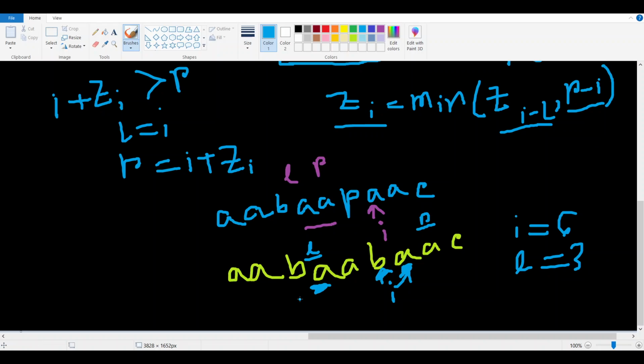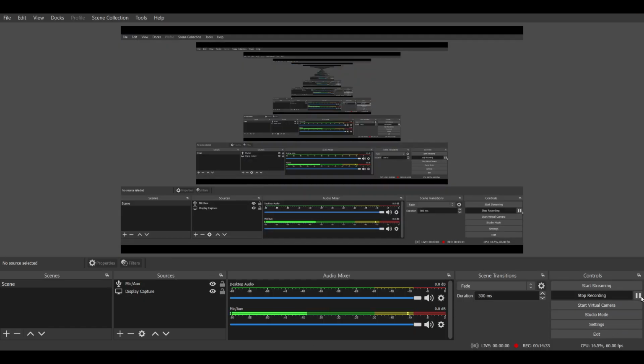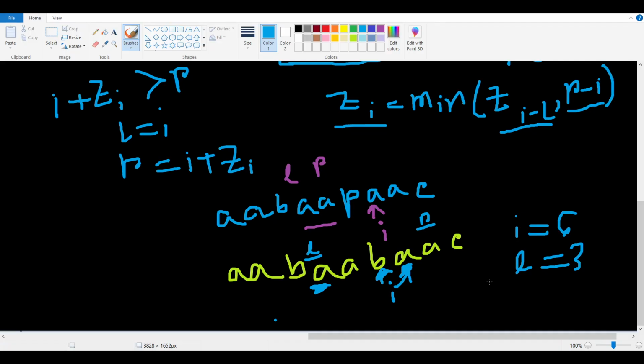I think I am making another mistake somehow. Let me check. No, right, I am not making any mistake. So here the Z of L value will be nothing but 5, because this is matching A B A with the prefix of length 5.